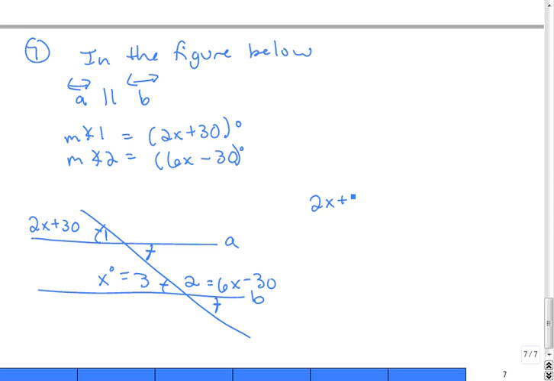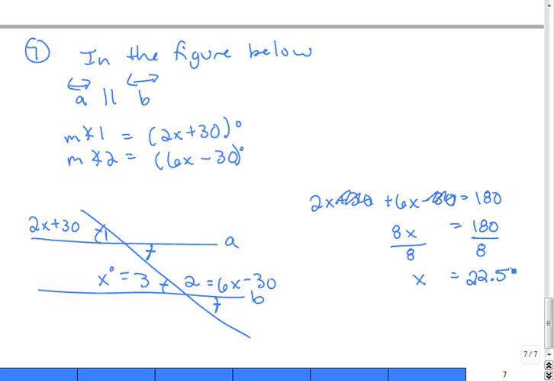So 2x plus 30 plus 6x minus 30 is going to equal 180. Well, the plus 30 and the minus 30 cancel, so we're left with 8x is equal to 180. Divide both sides by 8. x is going to equal 22.5 degrees.